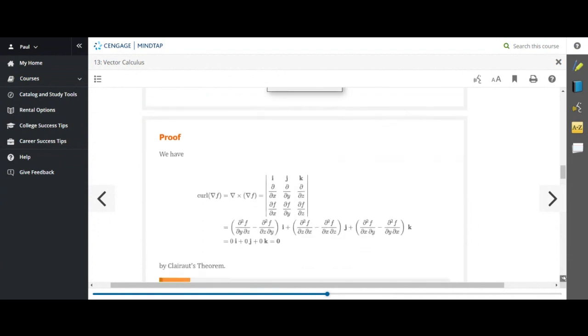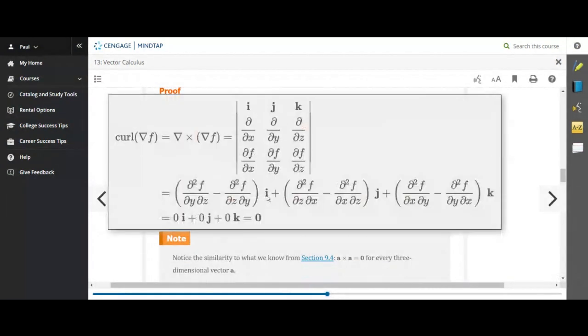This is a very nice result. Below here, they prove it. It's not hard to prove. But what they do is they say, okay, let's take the curl of the gradient. That's going to be the del operator crossed with the gradient field. And there they have it in the highlighted box. If you work it out, you're going to end up getting second partial derivatives. But by Clairaut's theorem, those second mixed partial derivatives in each component all equal each other.